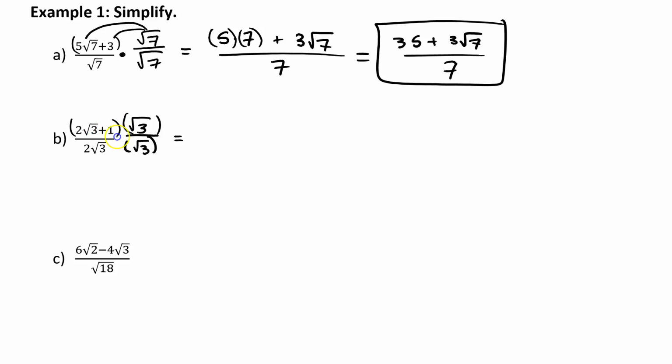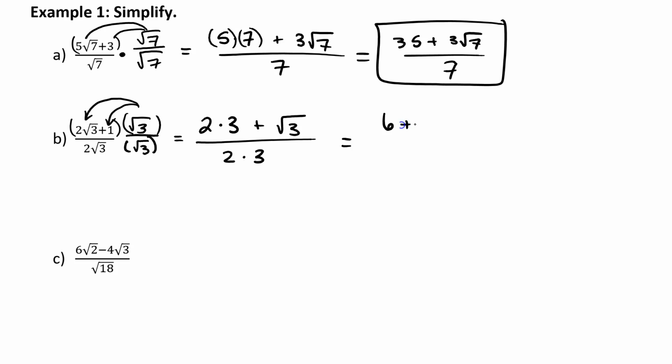I'm going to put brackets around the numerator again because it's a binomial and I want to make sure that the radical gets distributed to both of those terms. So I have 2 times root 3 times root 3, 2 times 3, plus 1 times root 3, which is simply root 3, all over 2 times root 3 times root 3, which is 3.